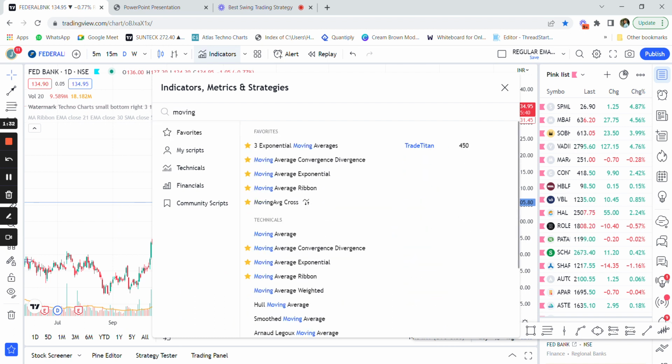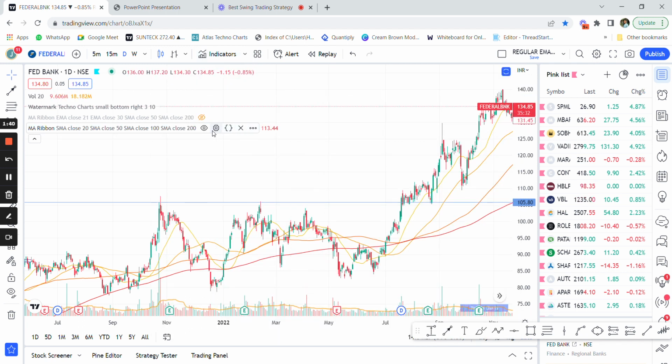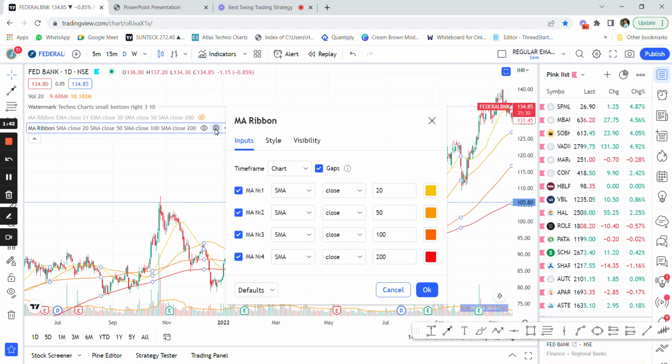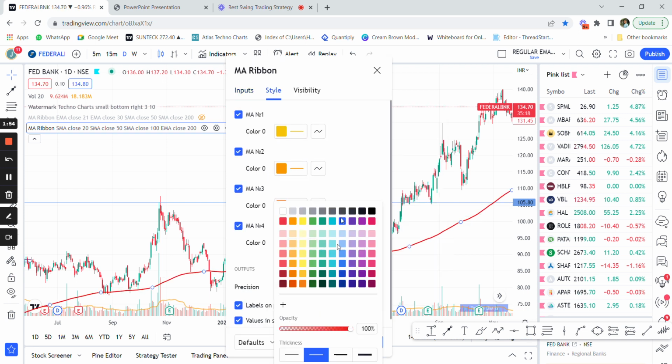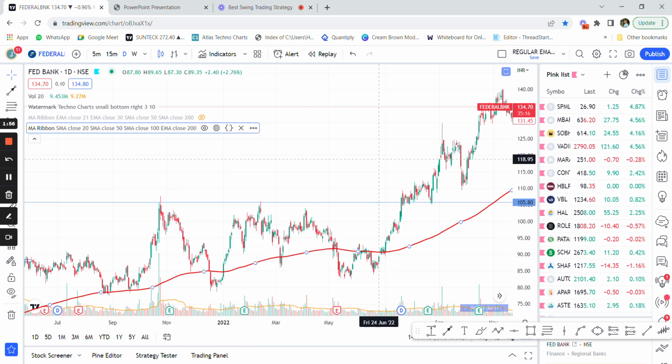If we go to the indicator section of the TradingView platform and type moving average, you'll see moving average, exponential moving average ribbon. We'll use the moving average ribbon indicator. If you click on it, you'll see a lot of moving averages get plotted on the chart. We only require the 200-day moving average. So I would deselect all the other moving averages, change from SMA to EMA, and make the styling bold.